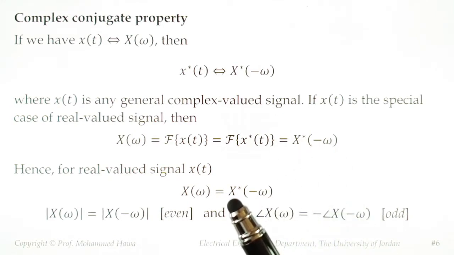Why is this significant? Because if X of omega is equal to X conjugate of minus omega, this tells me that the magnitude of X of omega is the same as the magnitude of X of minus omega, which tells me that the magnitude spectrum density of any real valued signal x of t should have even symmetry. And this result also tells me that the angle of X of omega is equal to negative the angle of X of minus omega, which means that the phase spectrum density of any real valued signal x of t should have odd symmetry. We talked about this in an earlier video, but now you know that this results because of the complex conjugate property of the Fourier transform.